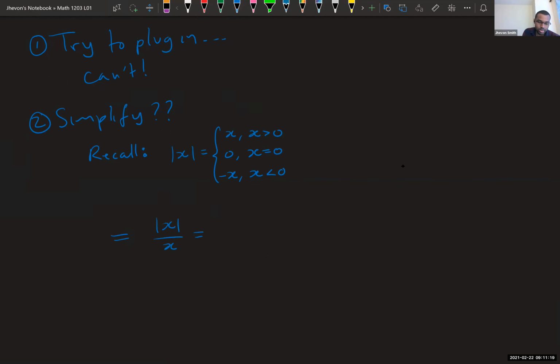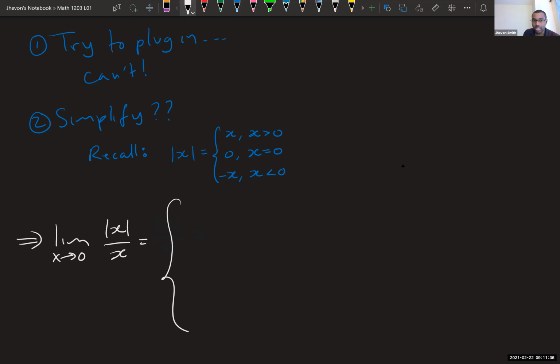let's keep the limit. Yes, this would be something that you wrote. So let's put that in a different color. This means that if the limit as x approaches 0 of absolute value x over x, what that really means is in one situation, namely when my x is positive, so I'm only looking at the right side of 0, my absolute value returns x itself. It does so when x is larger than 0.